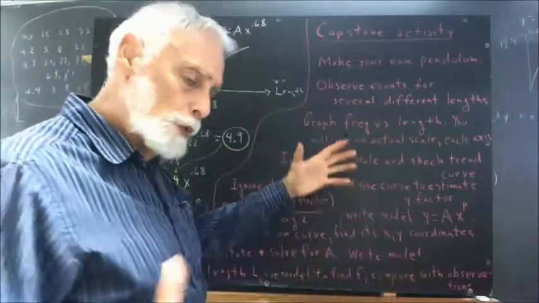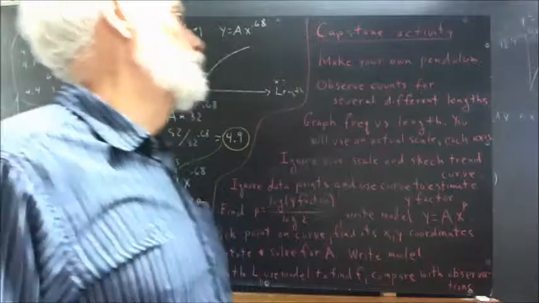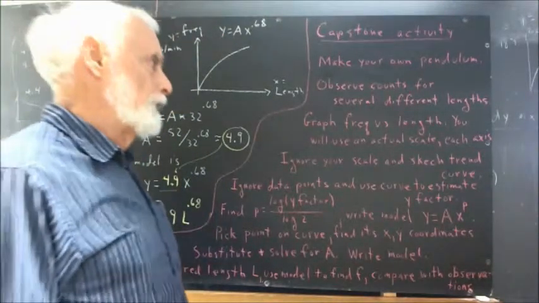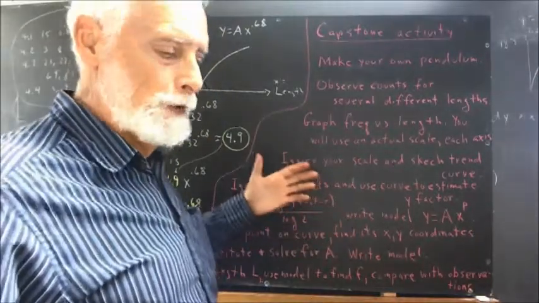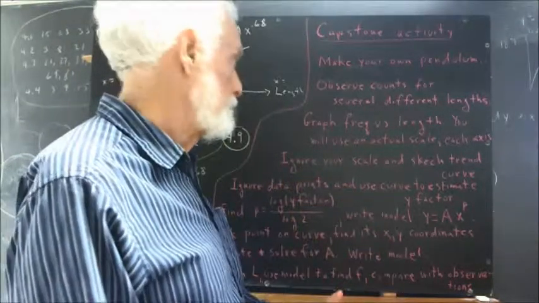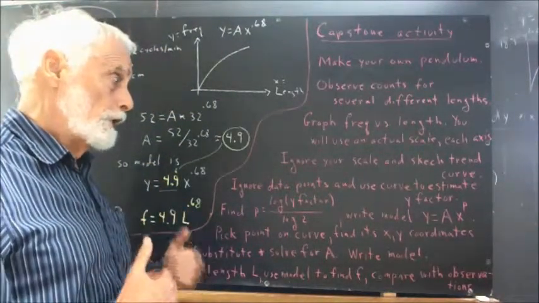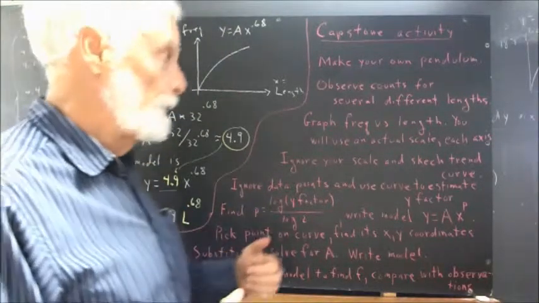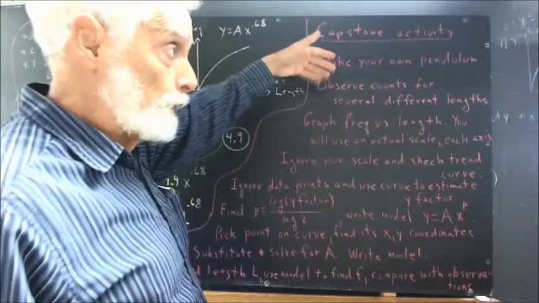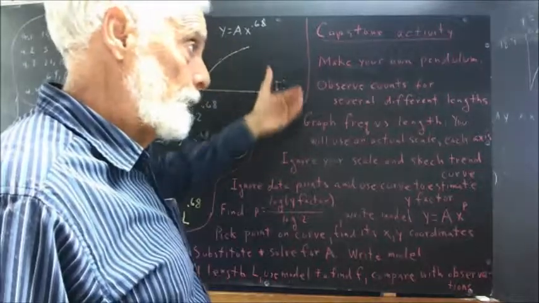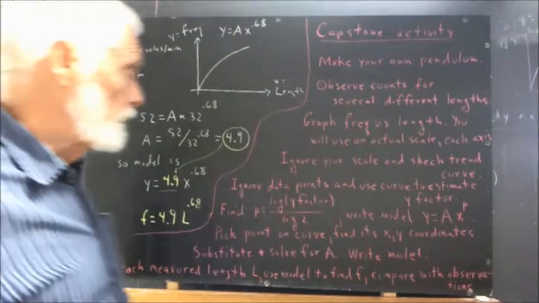Okay, so make your own pendulum, then observe counts for several different lengths of a pendulum. You want a pretty wide variety of lengths. You get a better curve, a more reliable set of data if you use a pretty wide range of length. The greatest length might be 10 times the least. You can decide what it is that you think gives you the data that allows you to develop the best model, and you should think about that. Okay, you shouldn't just blindly follow instructions. Think about what you're doing.